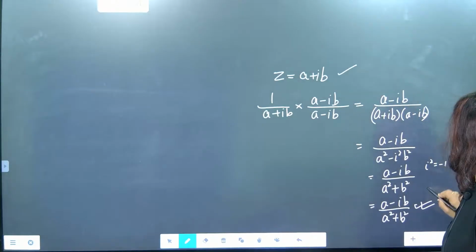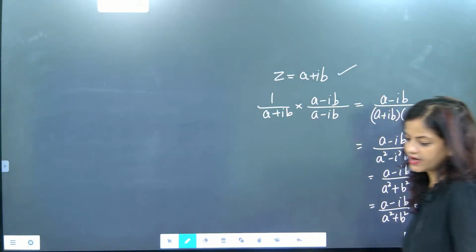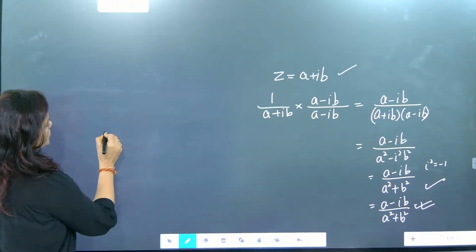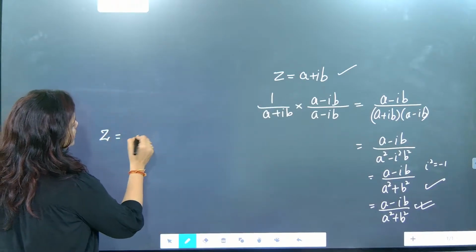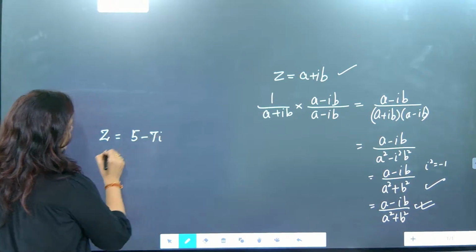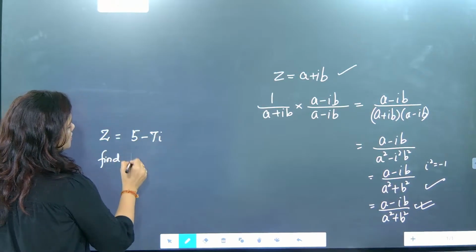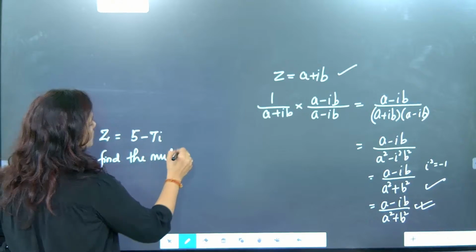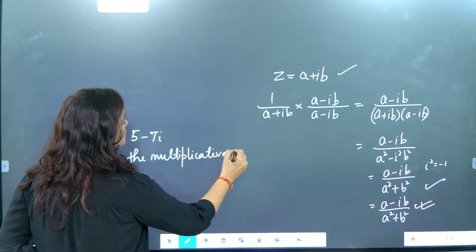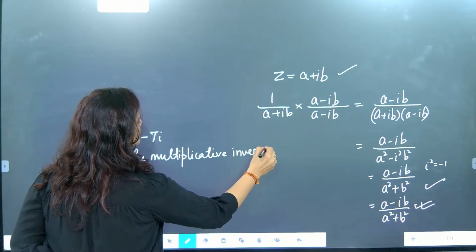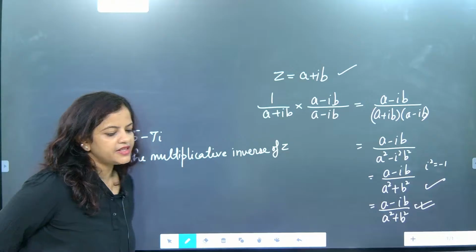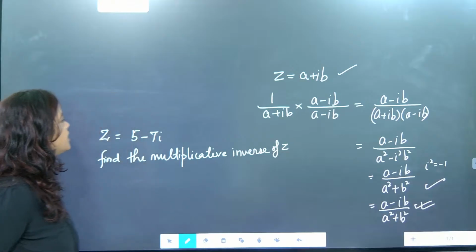So this section and this section we directly write. Now one shortcut question I am giving. Now look here. The question is z is equal to 5 minus 7i. Find the multiplicative inverse of z. Directly we can approach and write the answer. Please come on, go for it. Give the answer.